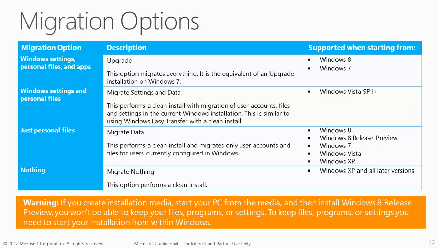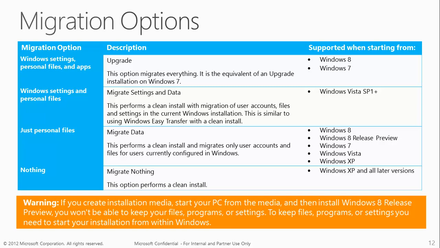Now the option to migrate just personal files performs a clean install and migrates only user accounts and files for users currently configured in Windows. And then nothing. This is basically just a clean install. All installations are going to see this as an option. It basically is just saying, I don't want to bring anything forward. I want a complete fresh start. Make that happen as part of setup.